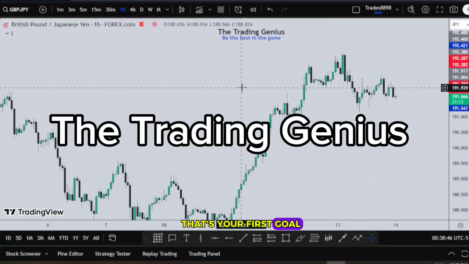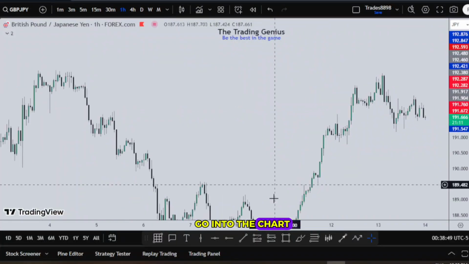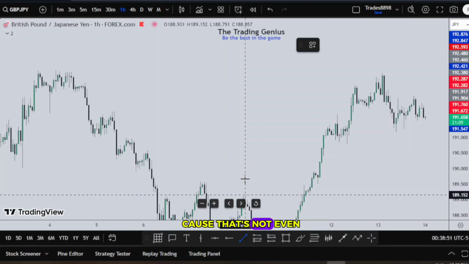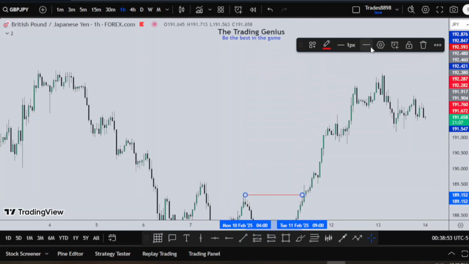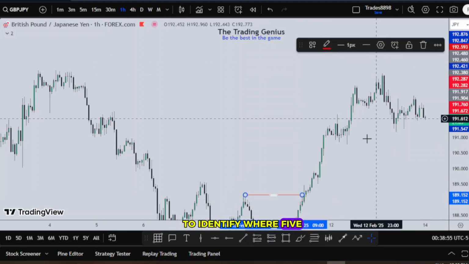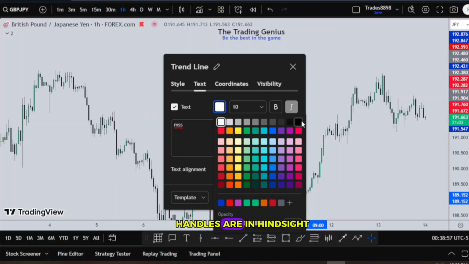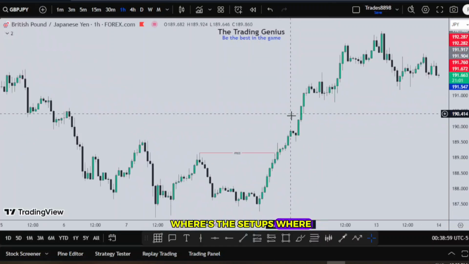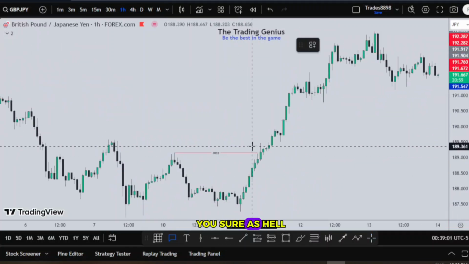That's your first goal: to be able to go into the chart, not necessarily live right now, because that's not even where you're supposed to be in your development. You should be able to identify where the handles are in hindsight. Where are the setups? Where do you see it? Because if you can't see it there, you sure as hell aren't going to be able to see it when it's live.